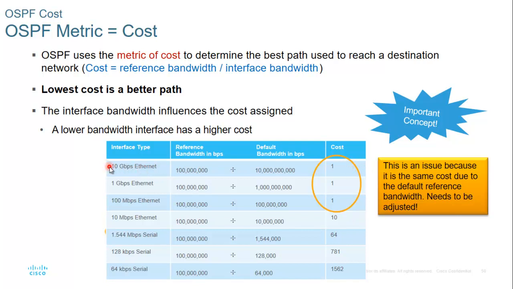We have a problem here because these three different types of interface with different capabilities all have the same cost. This is an issue when you look later when you want to find the best path. Looking at the table, you know this is the best. But then again, all of them have the same cost. So we can adjust this.